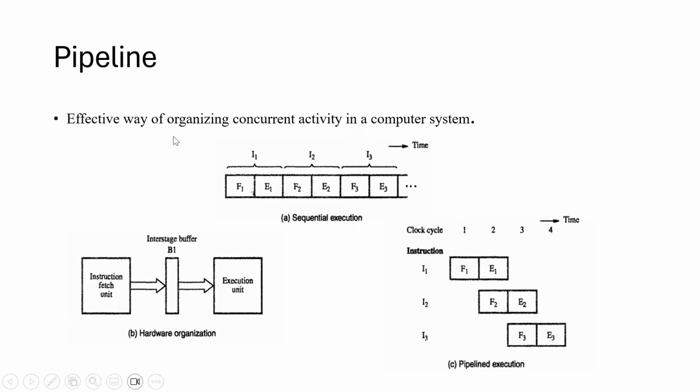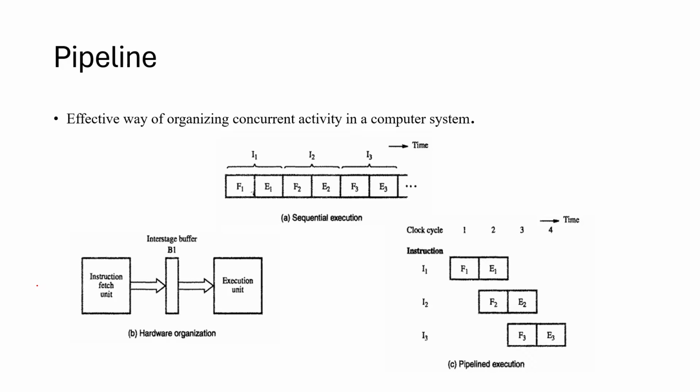Now we are going to discuss the pipeline. The pipeline is an effective way of organizing concurrent activity in a computer system. What is concurrent activity? We can increase the throughput. That is, throughput is the number of instructions executed per unit time.